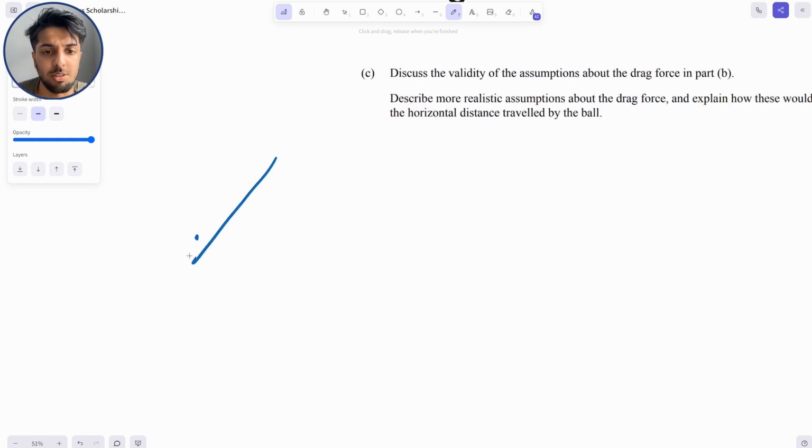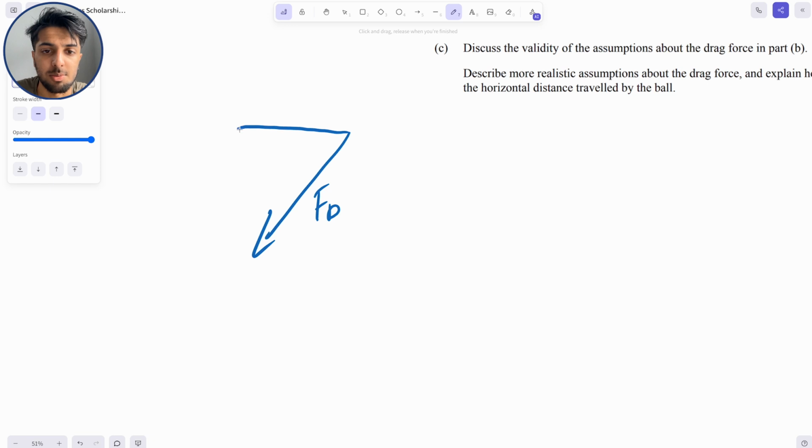So if the ball is moving in this direction, there will be a drag force going diagonally down the opposite way. So if the drag force is going diagonally down this way, then we can assume that there will be a horizontal component of this drag force, and there will also be a vertical component of this drag force.